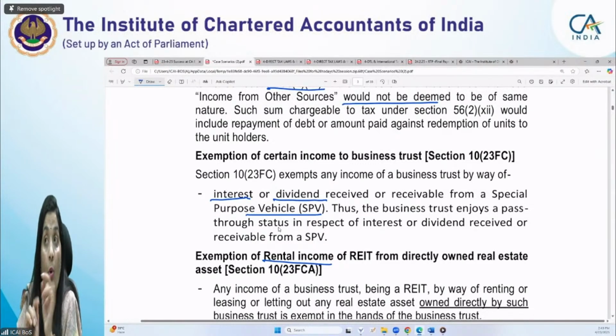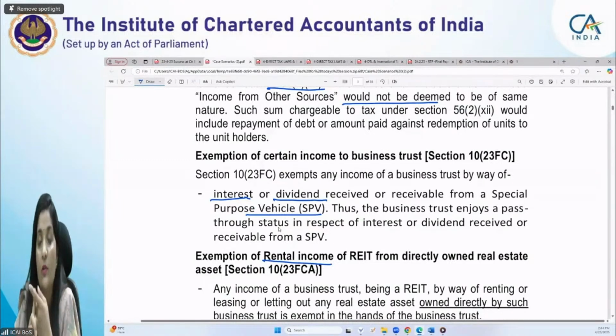Now for dividend, one important point which you can easily miss out is: if the SPV is opting to pay tax under section 115BAA, then it would be taxable in the hands of the unit holders. Otherwise, it would not be. Don't get confused between BAA and BAB. Here the provision clearly says that if the SPV is opting to pay tax under section 115BAA, then it would be taxable in the hands of unit holders. Otherwise, it would be exempt both in the hands of the business trust as well as in the hands of unit holders. So look for this information in the facts of the question if the question is asking you.